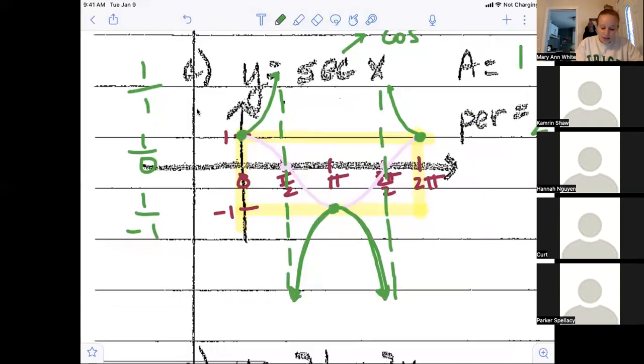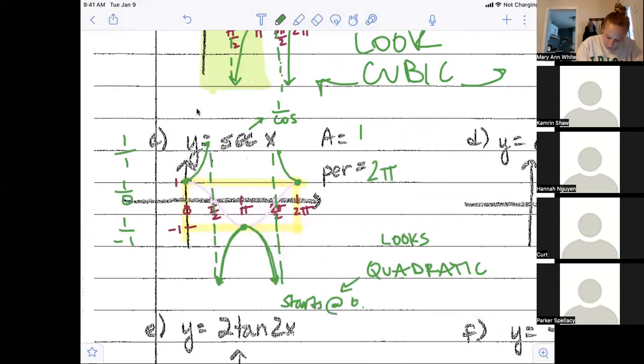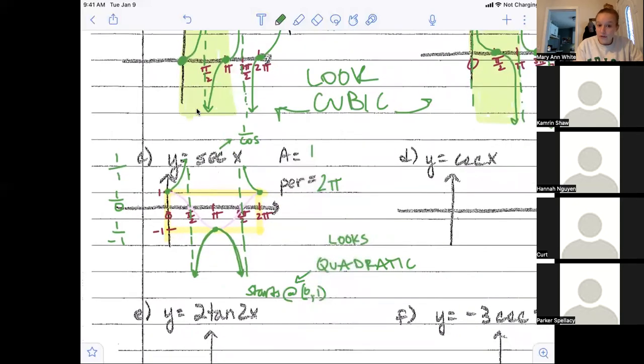So secant looks like a bunch of quadratics. It looks like a quadratic or a parabola, but it starts at 0, 1. We start up at 1. It shares the exact same point that we had before. This is going to be super similar for cosecant because it's sine. We're going to have little quadratics here. The only difference is it's going to start at a different point. Anybody, any questions before I go look at cosecant?